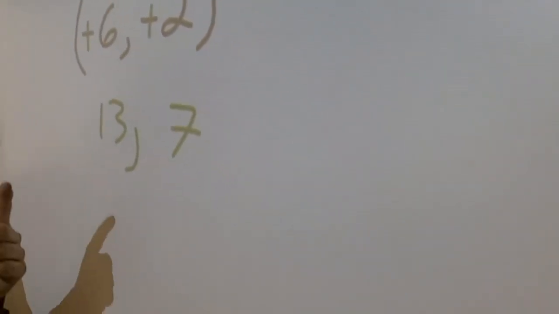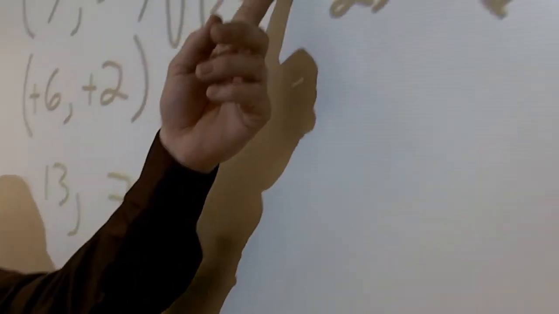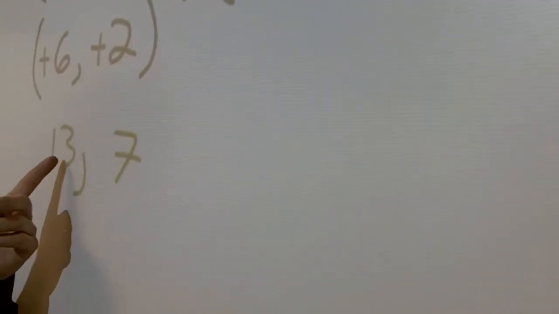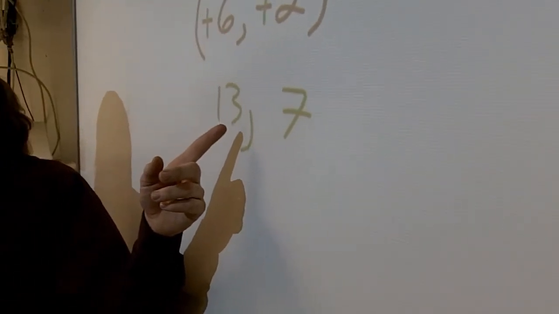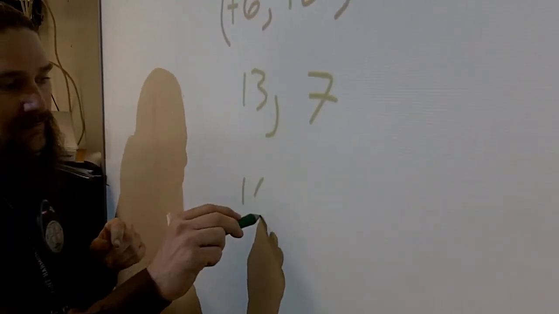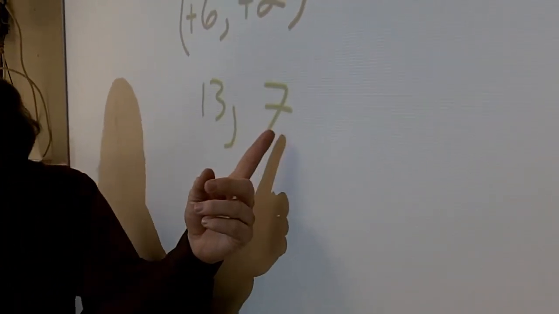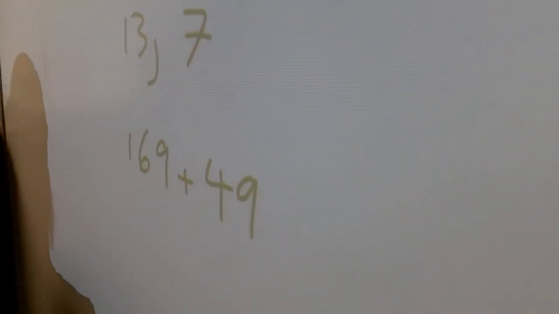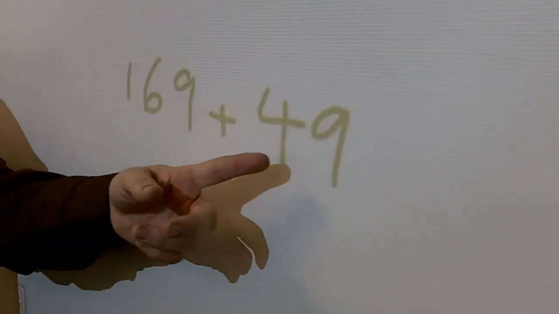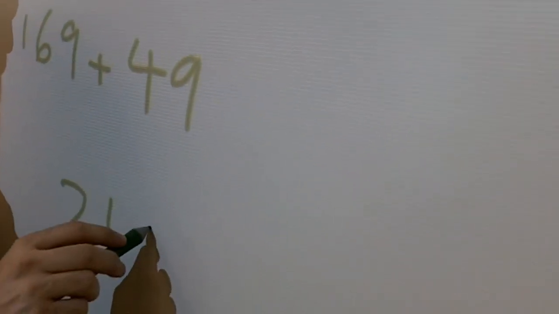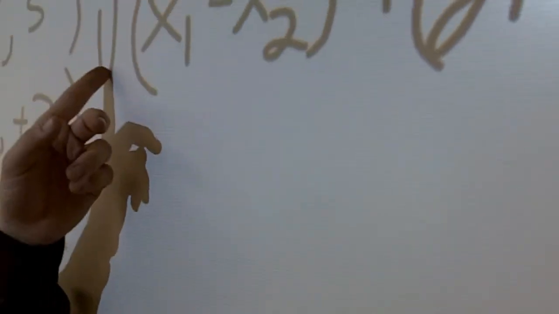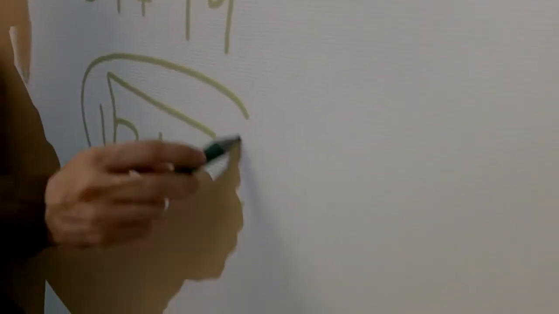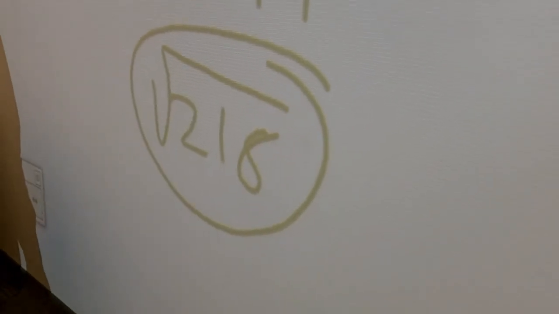Okay, now what's the next step? After we've subtracted them, we have to square them. So now we do 13 squared, which was what again? 169, plus 49. So you just add those together, which gave us 218. And last but not least, we take the square root of it, and there's the answer, about 14.76.